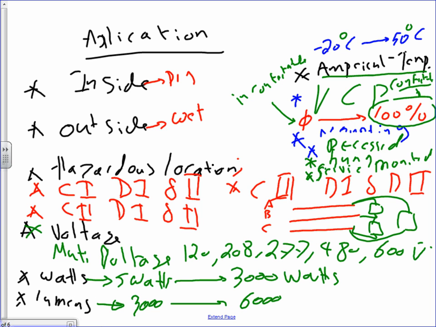The second thing in this chapter, guys, is application. Now we know what our electrical fixture is. Now we're going to do application. Where do you put an electrical fixture? The first thing you're going to ask yourself when you have a fixture is, is it an inside dry location or an outside wet location? Wet, damp, or dry, right?